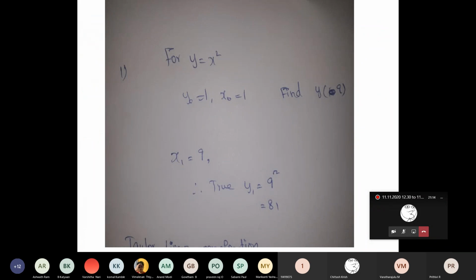Now we take the function y equal to x square, with y naught equal to 1 and x naught equal to 1, and try to find y of 9. The true value, with x1 as 9, will be 9 square, 81. Now we try to find y of 9 with different step sizes. Next slide.